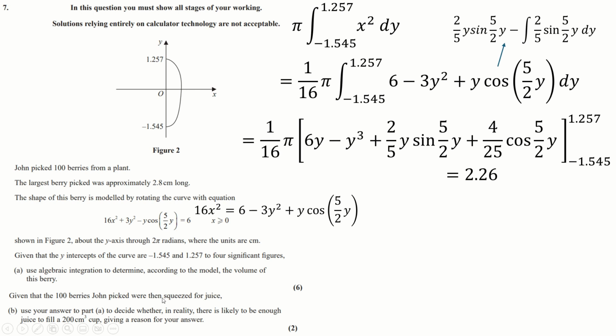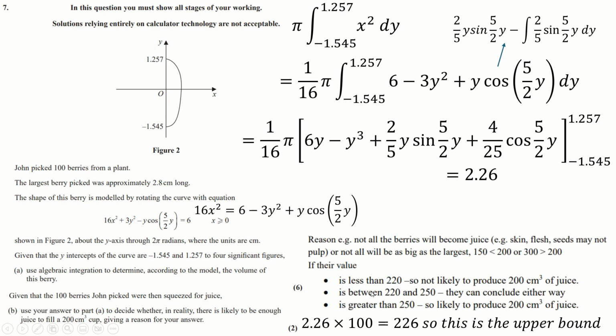Given 100 berries were picked, well, this times 100 is 226, but it does specifically say that this was the largest one. So therefore, that's the upper bound of how much juice you could get. And the mark scheme's kind of interesting. It says if your answer is between 220 and 250, which it should be, you can conclude either way, apparently.